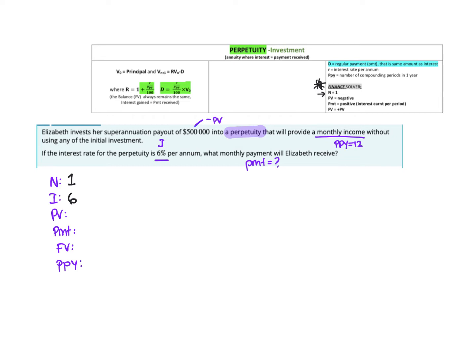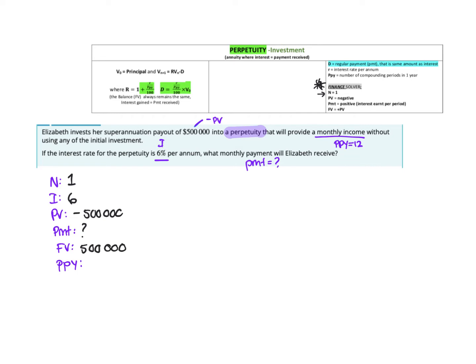Now PV, remember, is going to be negative 500,000 because you're investing that. The question is payment, so I'd leave that. Now in a perpetuity, the FV is the same as the PV, but it's positive.